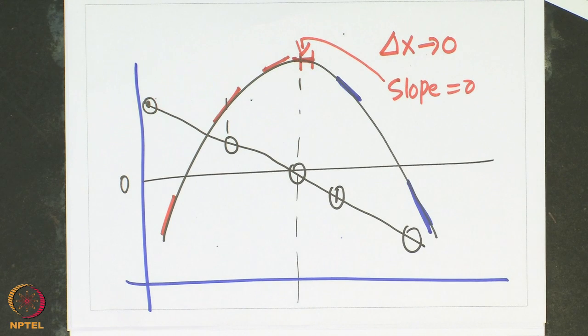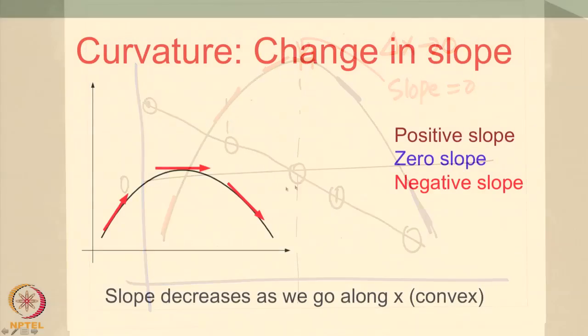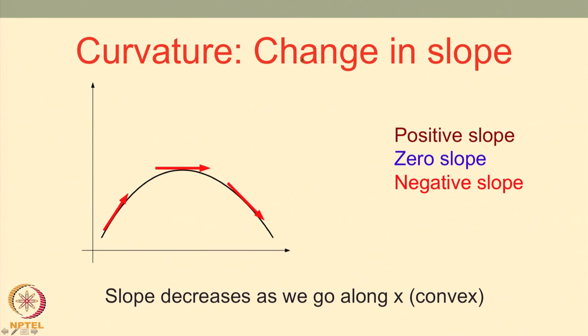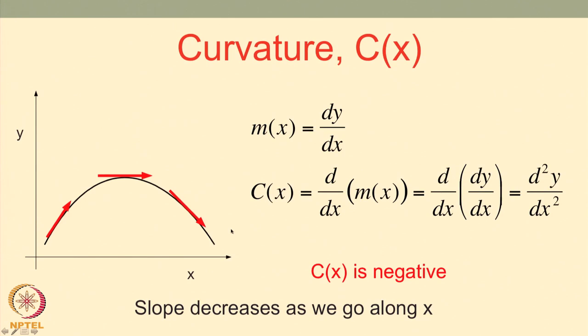Okay, so the point here is that the function here, if you look at it, the change in slope is called the curvature. The slope decreases as we go along the x. Such curves are called convex, and the m, which is dy by dx, and the dm by dx, which is the change in slope, is called the curvature. And here d by dx of dy by dx is mathematically written as d square y by dx square, which is the second derivative.